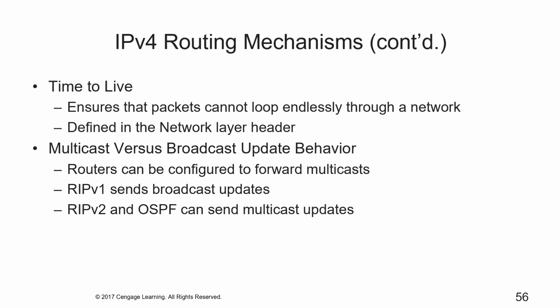Time to live ensures that packets cannot loop endlessly through a network, and it's defined in the network layer header. Time to live is basically a countdown. Every time a packet hops, the TTL value decreases by 1 until it either arrives at its destination or it reaches 0. If it reaches 0 before arriving at a destination, it's dropped.